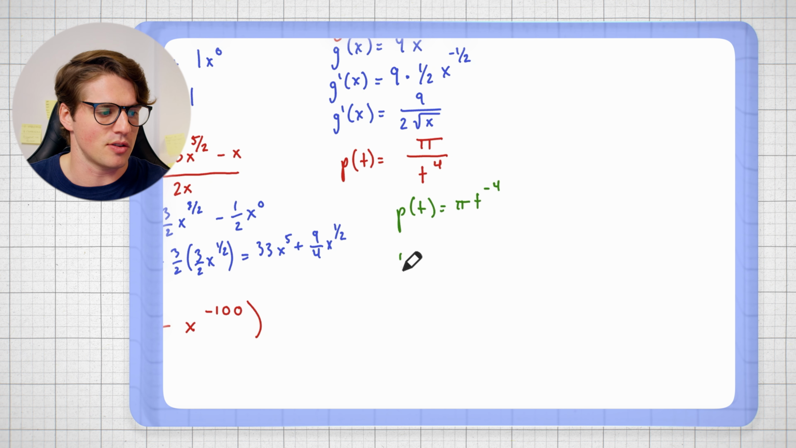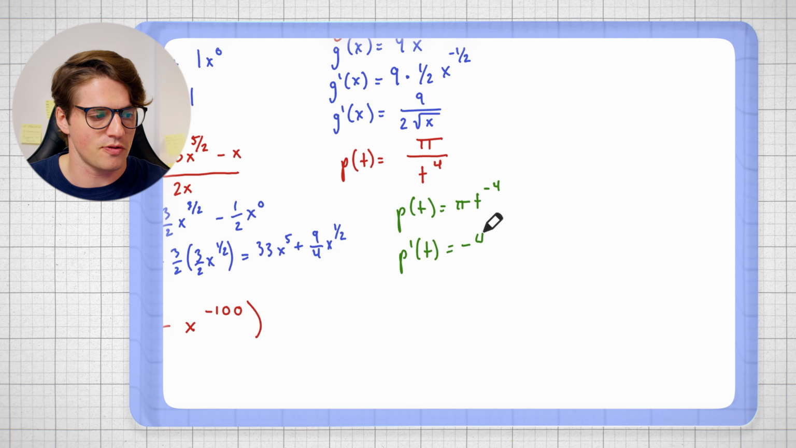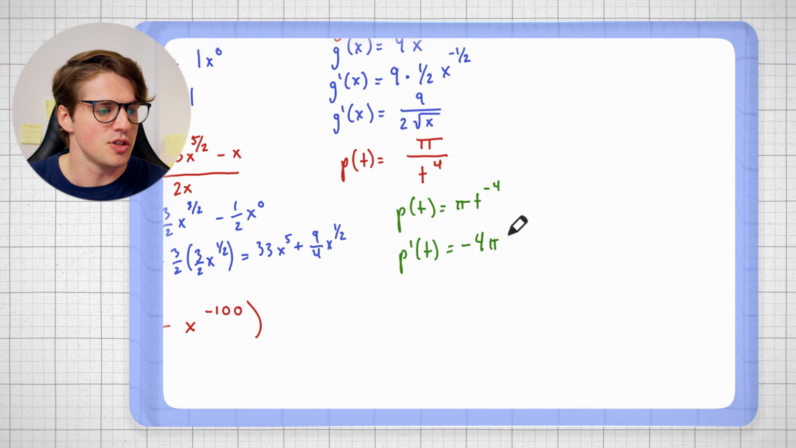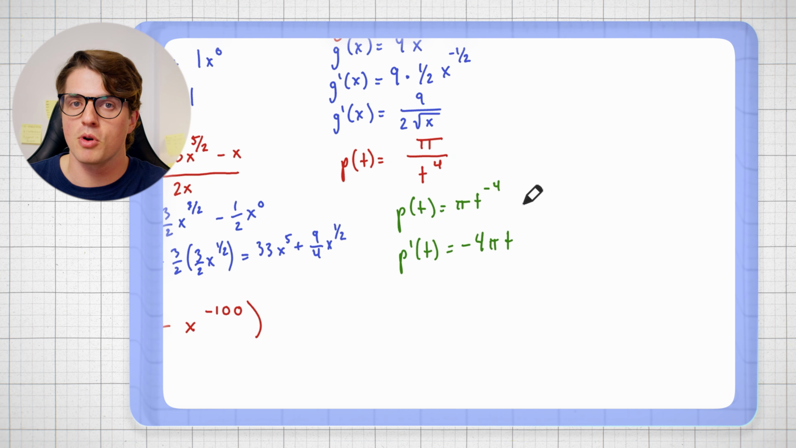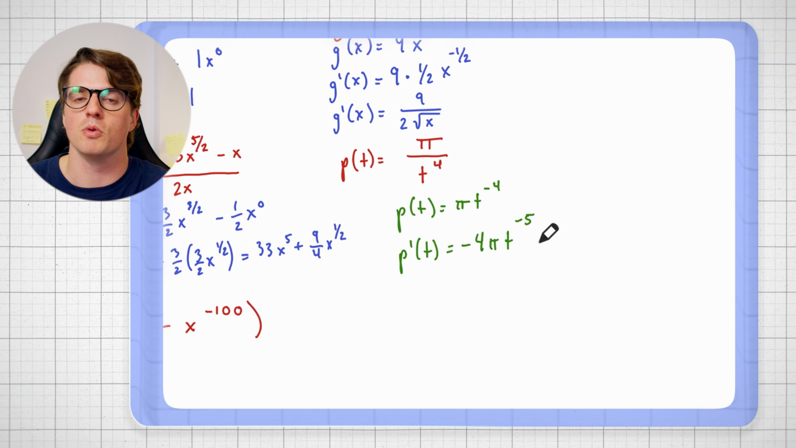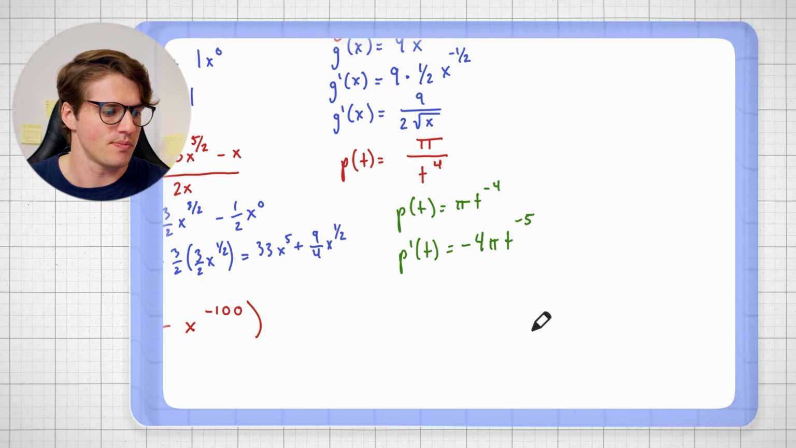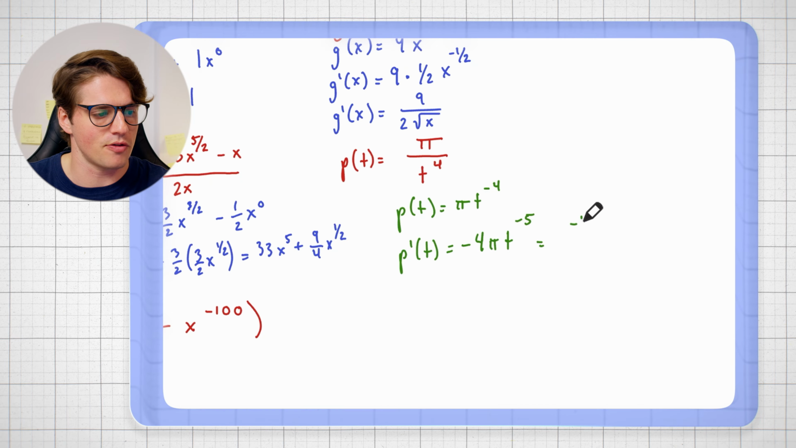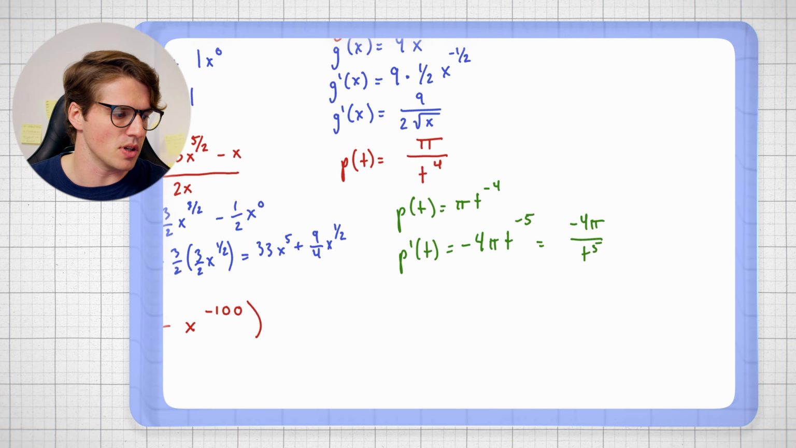And then we can take the derivative, p prime of t. Pi we leave alone. We bring down the minus 4, so minus 4 times pi t. And is this going to be t to the minus 3 or to the minus 5? Remember, negative 4 minus 1. We keep the same rule, it will be t to the negative 5th. Okay, we could rewrite this as negative 4 pi over t to the fifth, if we wanted.